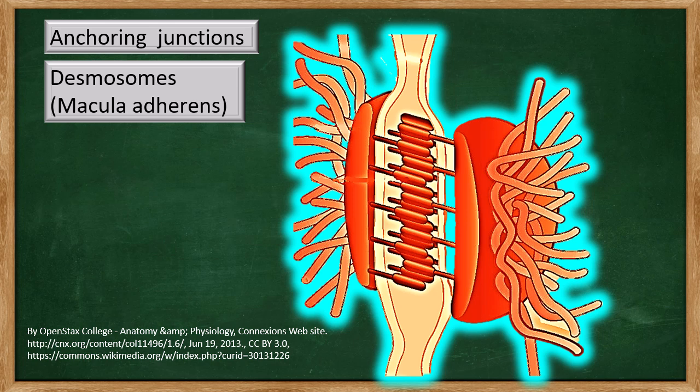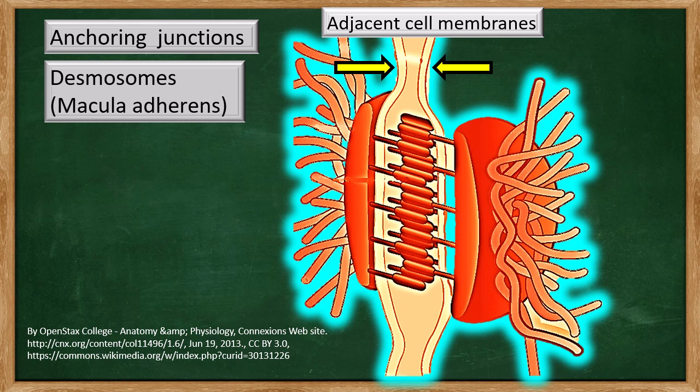Now you see here the adjacent cell membranes are shown. Next, on the inner aspect, that is the cytoplasmic aspect of the cell membrane, you will see a proteinaceous material which resembles a plaque or a shield. There is a shield on one side, on the membrane of one cell. Similarly, there is a plaque on the other side.